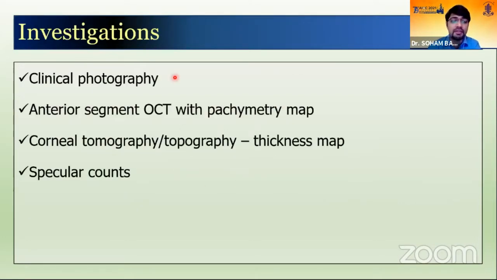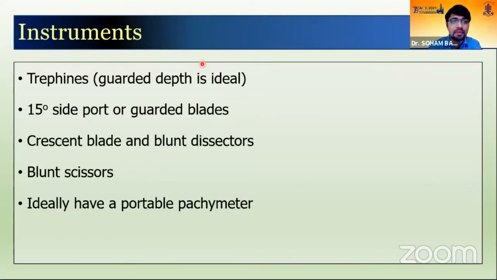So before going on to the surgery, the most important investigation here is a thickness map, which you can have either with the anterior segment OCT or with your tomography device. Additionally, specular counts always help so that you have an idea of how long the graft will go on for. Clinical photography for your documentation purpose.